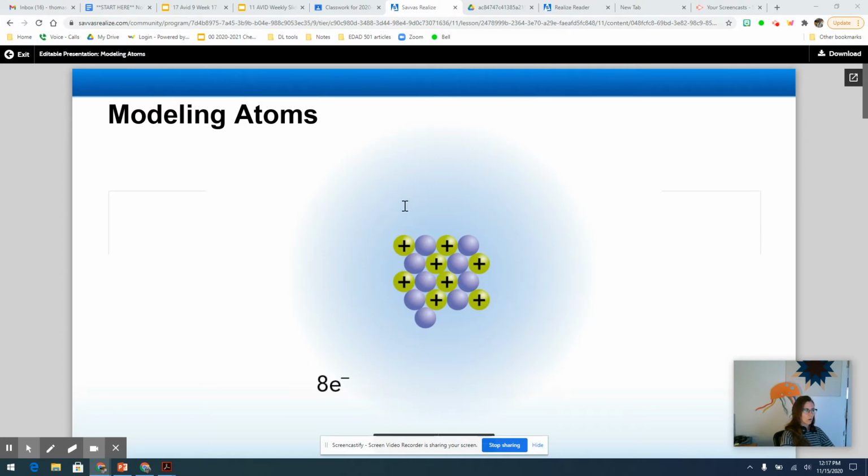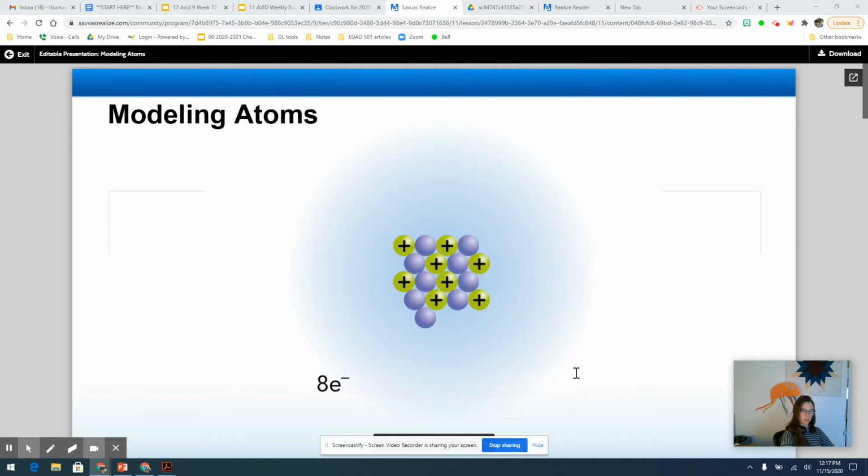So what we see here on the screen right now is an atom. And you see a whole bunch of circles inside in the center of the atom. This is what we call the nucleus. And you see some positive charged particles here, and then some that don't have a charge on them. So we're going to learn what all of these pieces are. You also see this fuzzy cloud around it. So we're going to learn what that is as well. And then you also see this number that says 8E minus. And so you'll understand what that means as well.